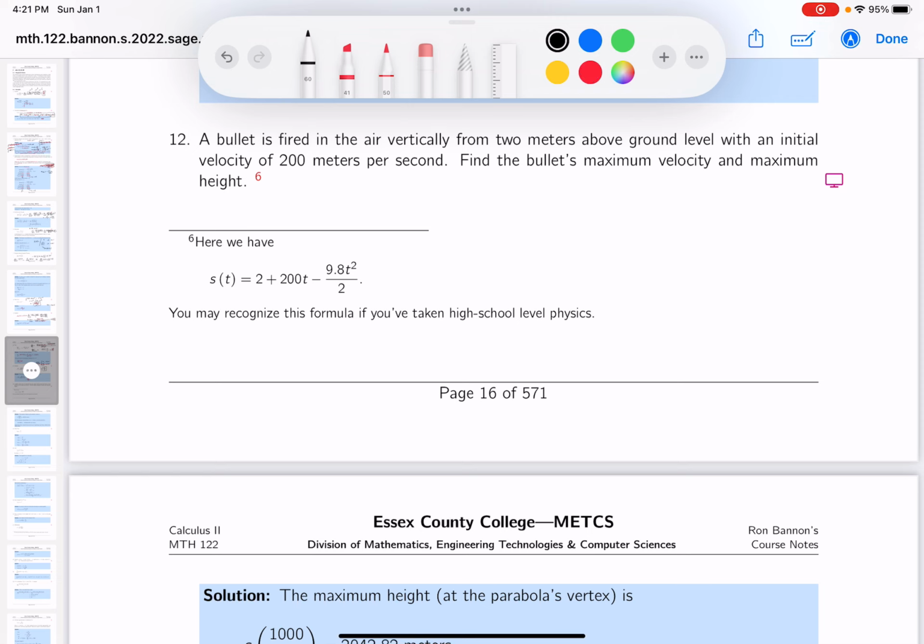So I want to point out that the bullet is 2 meters above the ground. It's going to go straight up. It's going to reach a maximum height over there and then come straight back down and then hit the ground and stop, hopefully. All right?